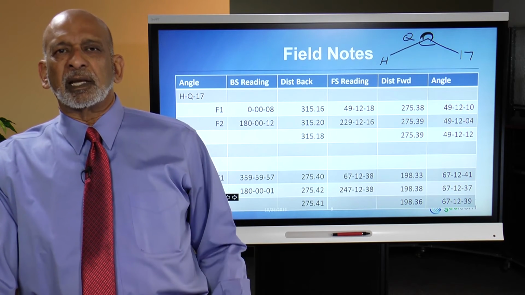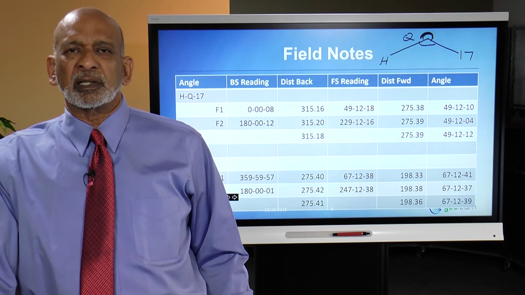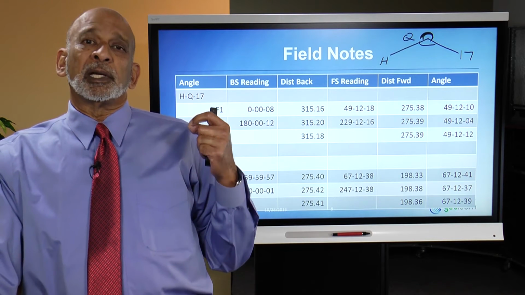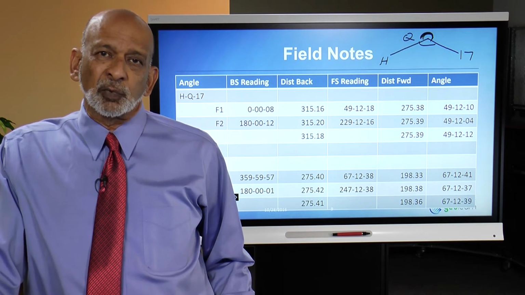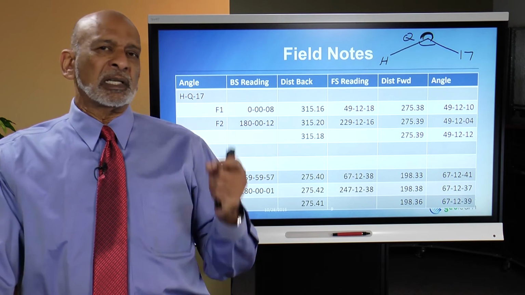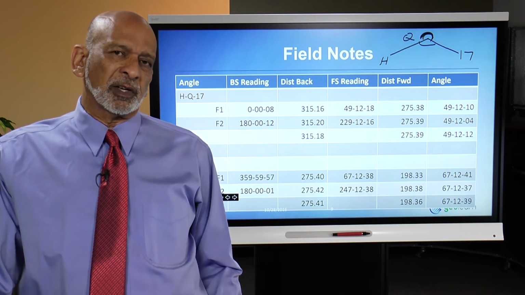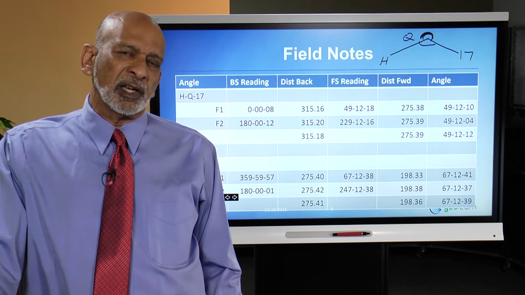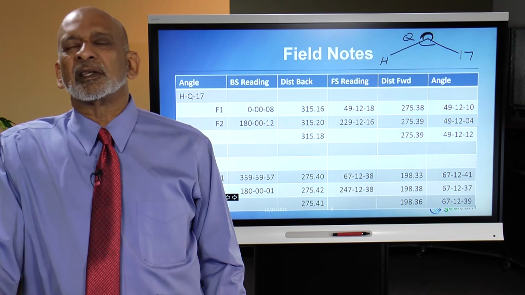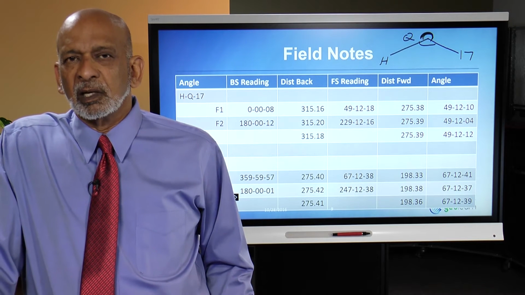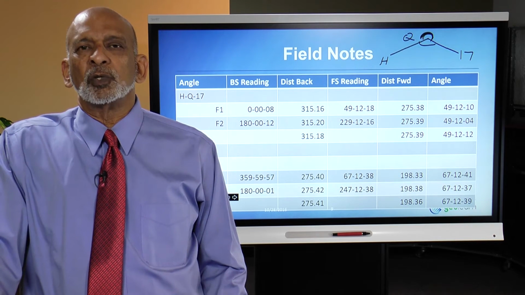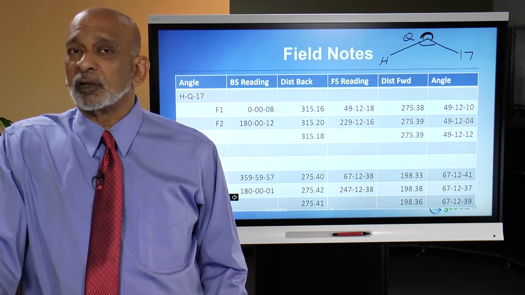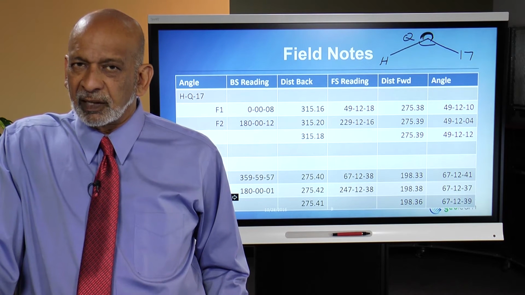Now, I've said that I wanted angles measured direct and reverse, or to put it in more modern terms, in phase 1 and phase 2. You really need to get familiar with your instrument and figure out what that means. When you are sighting with your instrument in phase 1, your vertical angles will be in the range of 90 degrees. When you're sighting in phase 2, your vertical angles will be in the range of 270 degrees.